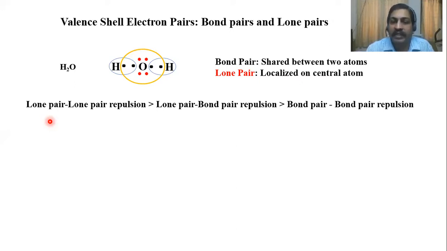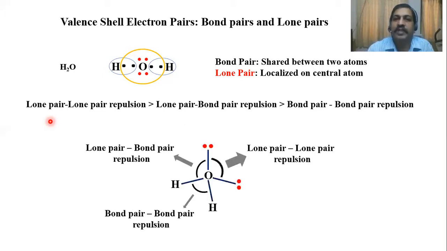So again we can see why the water molecule has a bent shape. On the oxygen atom there are two lone electron pairs. So lone pair repulsions are greater than lone pair bond pair repulsions, which are greater than bond pair repulsions. So the two oxygen hydrogen bonds are forced to bend such that the angle between them is 104.5 degrees. So the water molecule has a bent shape.